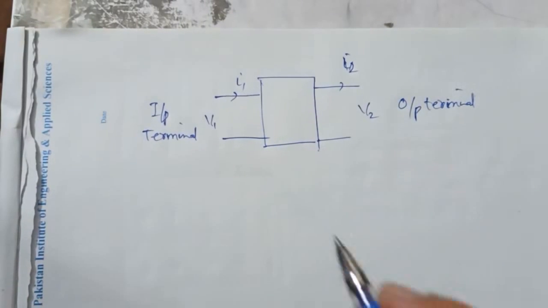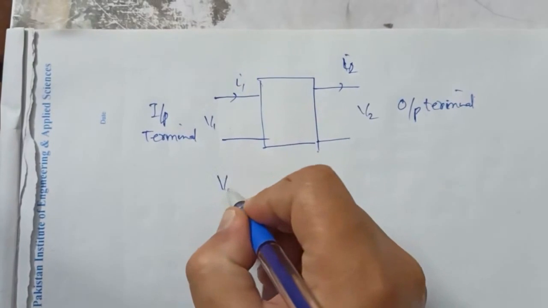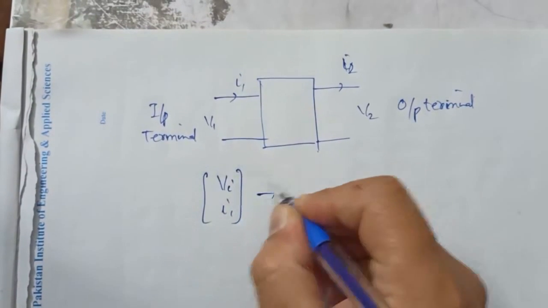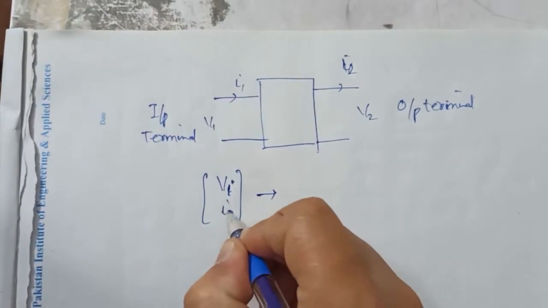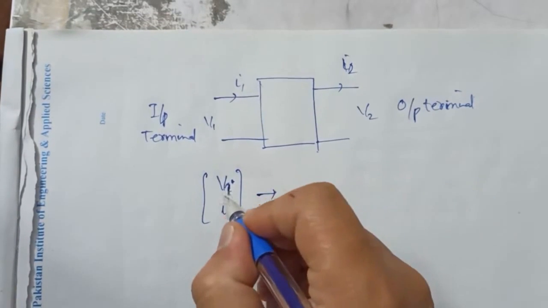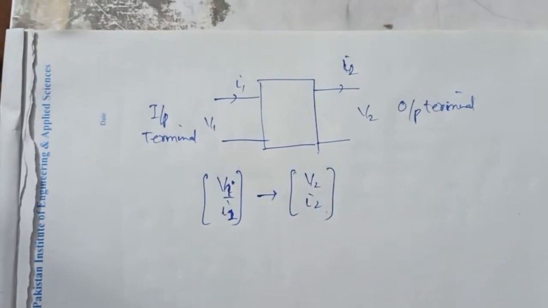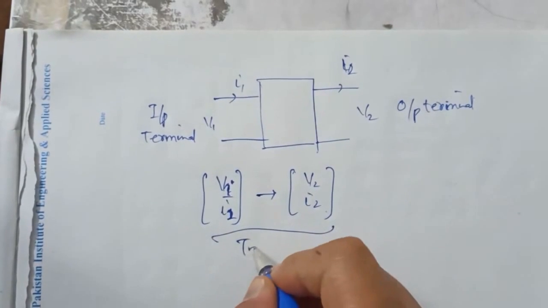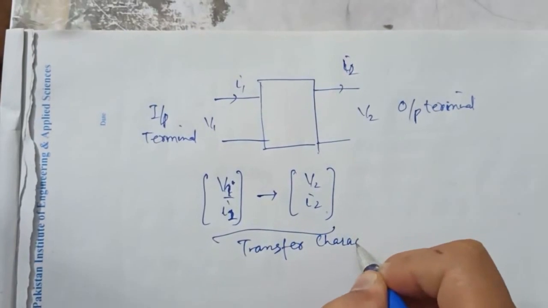So the relationship which transforms this V1, I1 to V2, I2 is called the transfer characteristic.